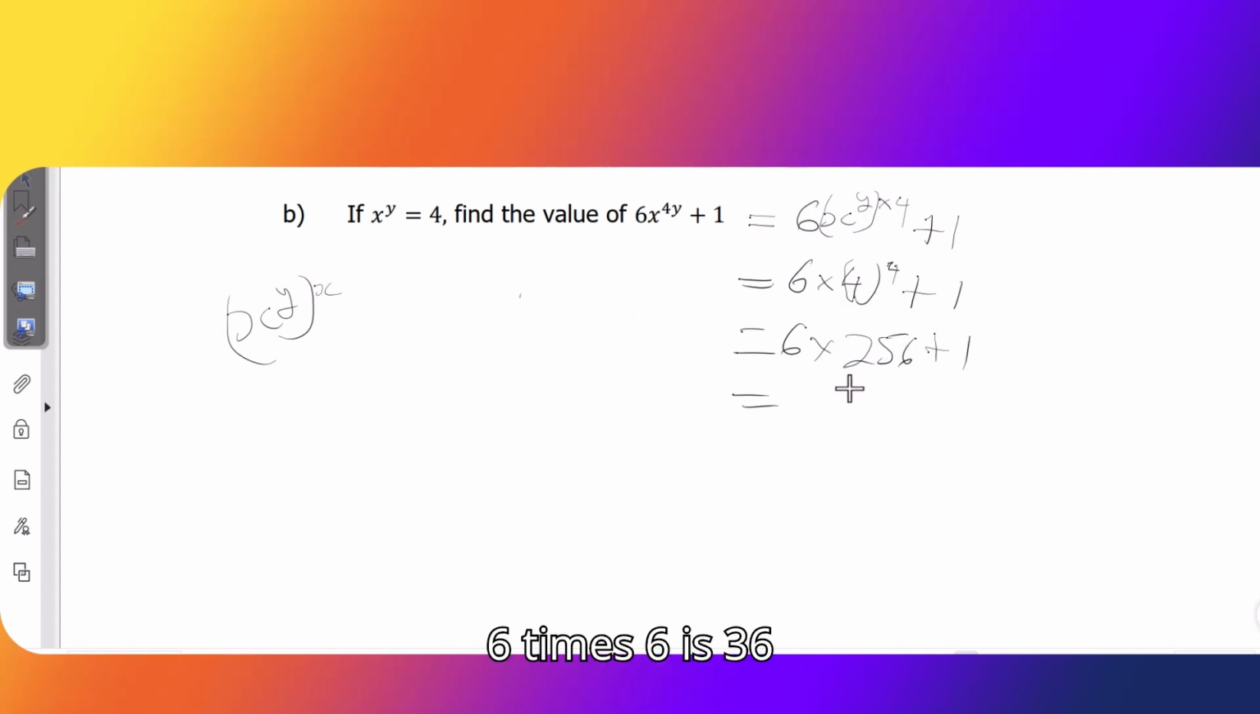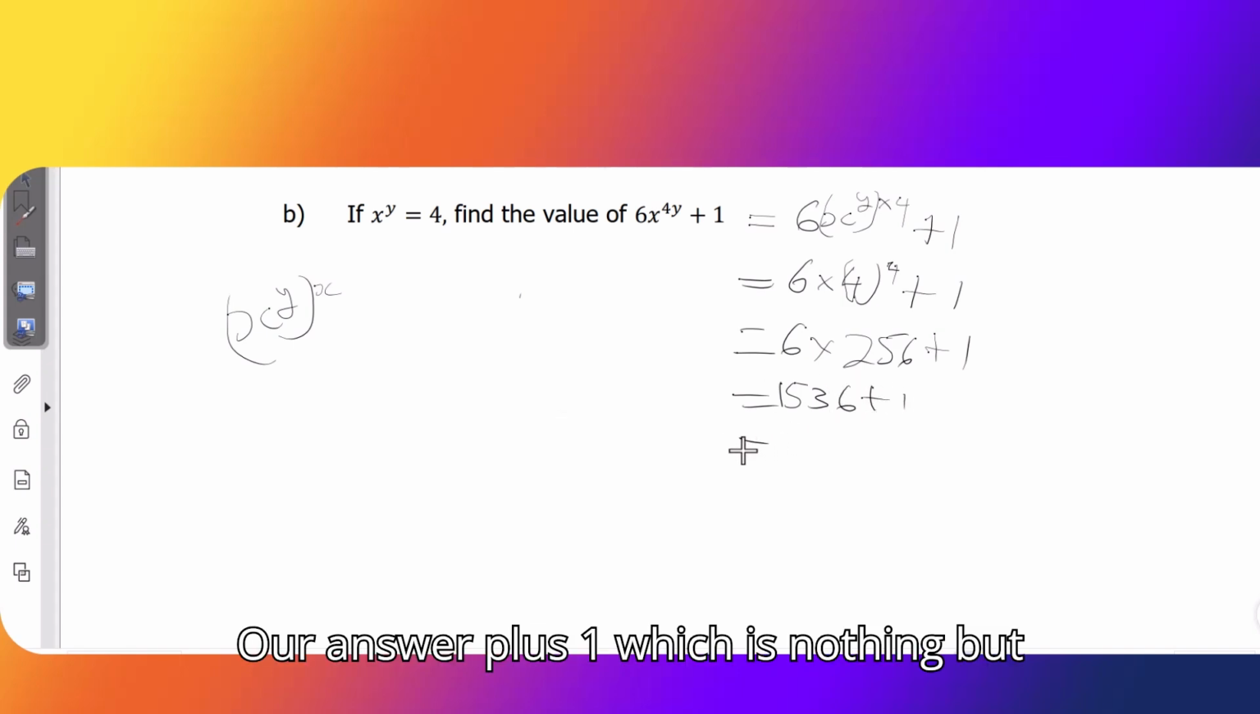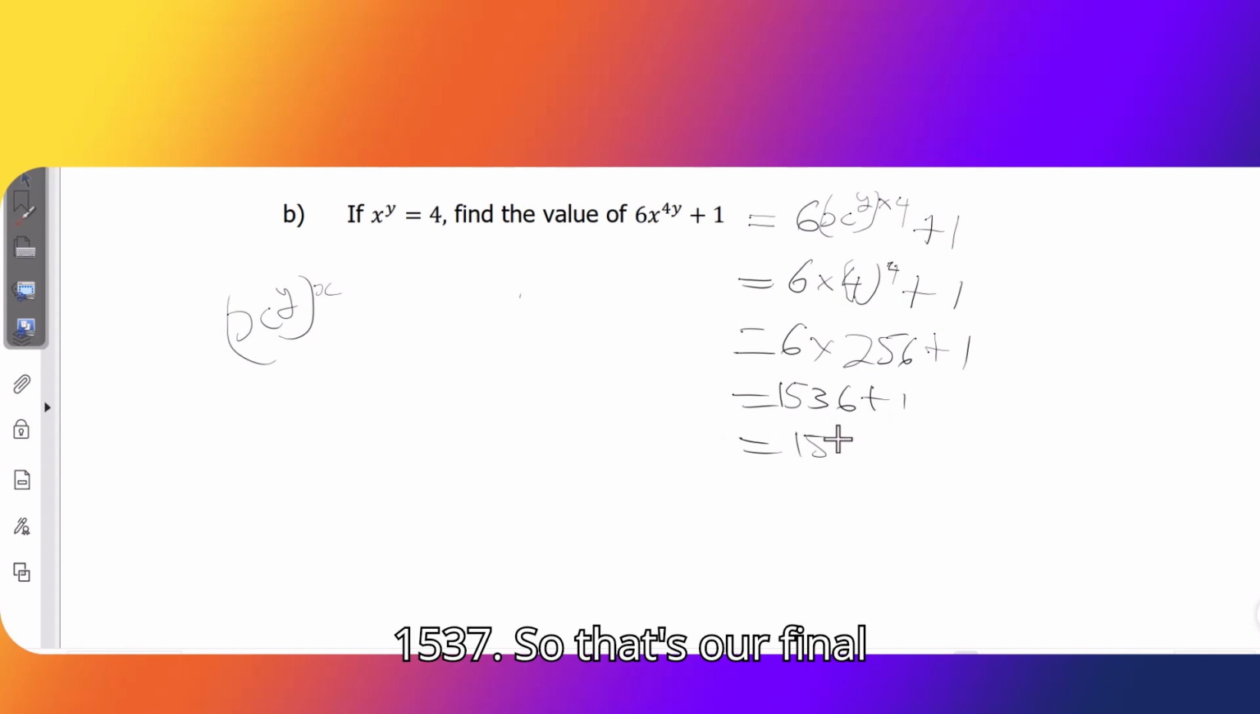Okay, 6 times 6, 36. 6 times 5 is 30, plus 3, 33. 6 times 2 is 12, plus 3, 15. So we get 1536, plus 1, which is nothing but 1537. So that's our final answer.